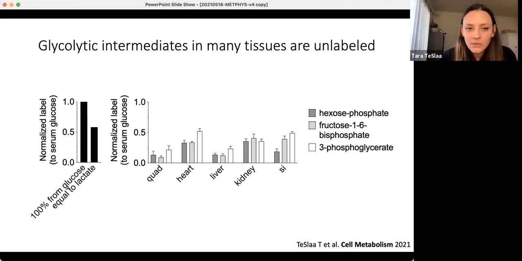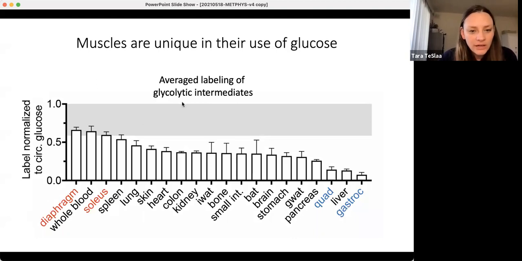The one thing that did work was we just looked at more tissues. So on the next slide, I'm going to show more tissues where the glycolytic intermediate labeling that I'm showing here is all averaged into one value. So here is the average labeling of glycolytic intermediates from glucose in about 20 tissues. And the gray here is where the labeling of circulating lactate is. So if a bar is in this gray area, that means it's labeling more than circulating lactate.